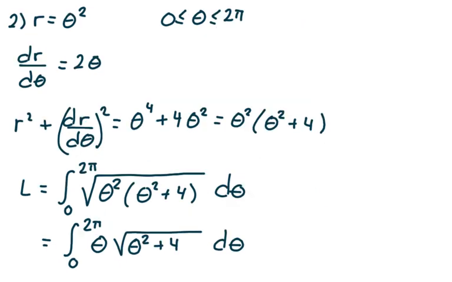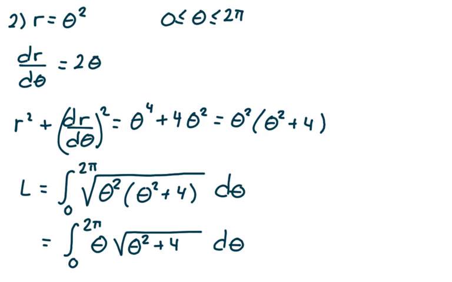Let's take a look at example 2. Suppose we are given r equals theta squared, where theta is greater than or equal to 0 and less than or equal to 2 pi. dr/d theta is equal to 2 theta.